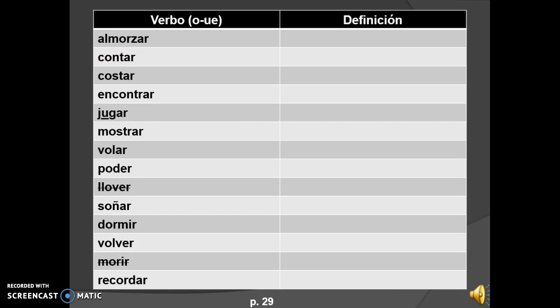All right, on page 29, next to the vocabulary words, please write the definition. All right, almorzar means to eat lunch. We had a verb to eat, comer, and that's just generic. But if you specifically want to say, I eat lunch at noon, you would use almorzar. And all of these on this slide happen to be O to UE stem changers. So the O in the middle becomes a UE.